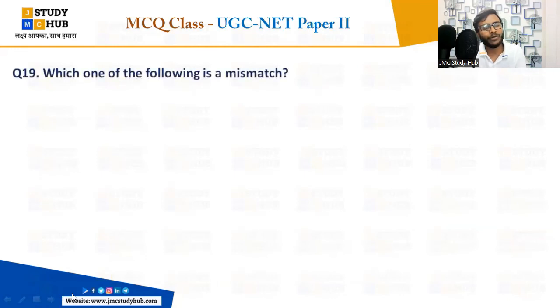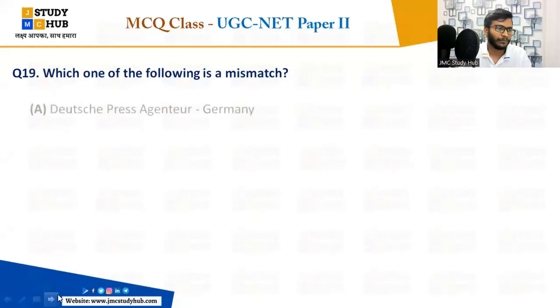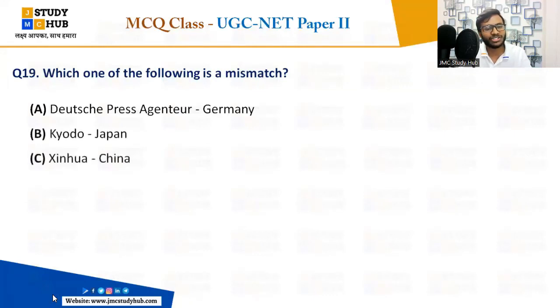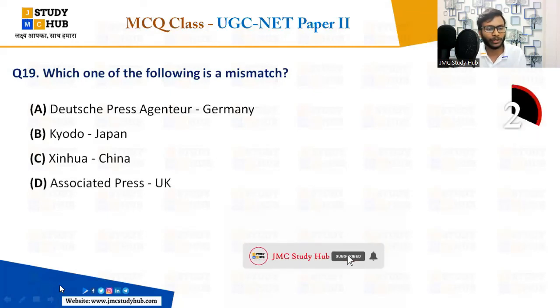Now, which one of the following is a mismatch? DPA is of Germany, Kyoto is of Japan, Jinhua is of China, and Associated Press is of the UK. Which one of the following is a mismatch?